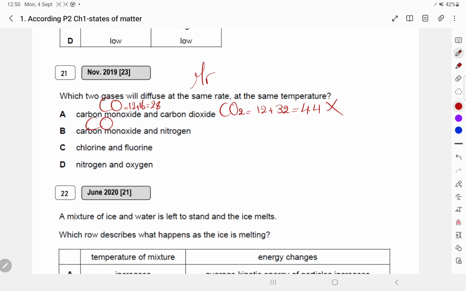Carbon monoxide, CO, we said it is 28. Nitrogen is a diatomic element, N2. So 2 multiplied by 14, which is 28. So this is the one which is correct. Take care that some elements are diatomic, like hydrogen, nitrogen, oxygen, plus group 7 elements, which are called halogens.